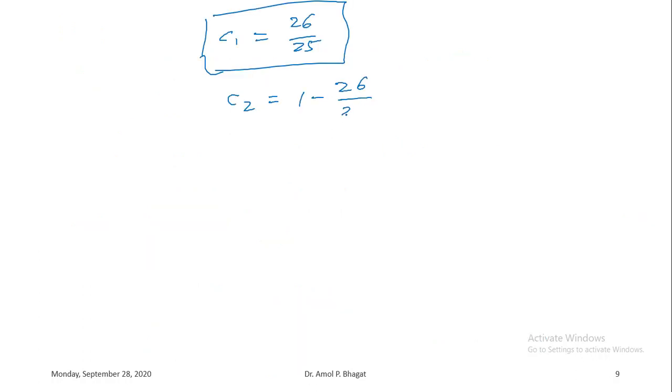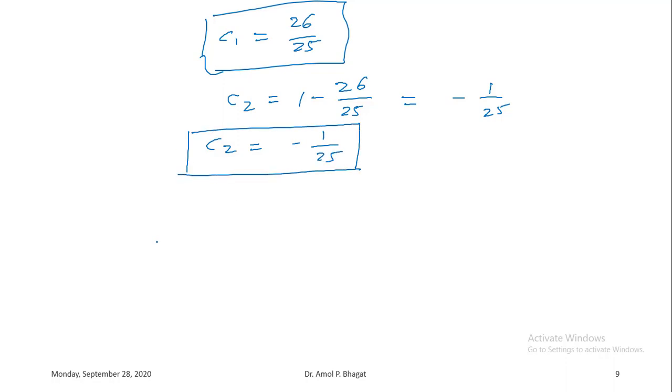26 by 25. So simply we will get minus 1 by 25. So that will be the value of c2. Okay, so c2 is minus 1 by 25. This will be the value of c2. So substitute the values of c1 and c2 in equation 4.